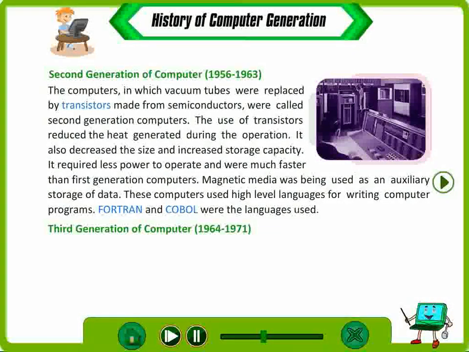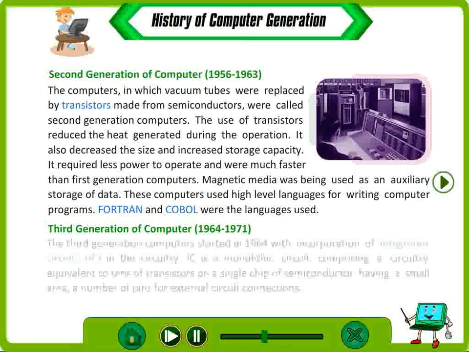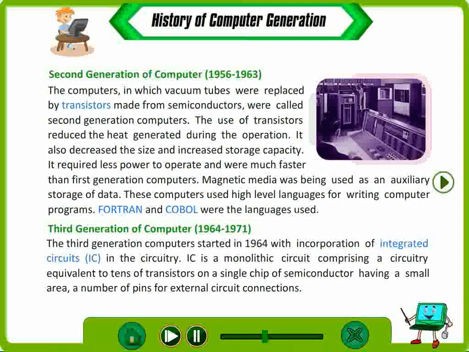Third generation computer, 1964 to 1971. The third generation computers started in 1964 with the incorporation of integrated circuits, IC, in the circuitry. An IC is a monolithic circuit comprising circuitry equivalent to tens of transistors on a single chip of semiconductor having a small area and a number of pins for external circuit connections.